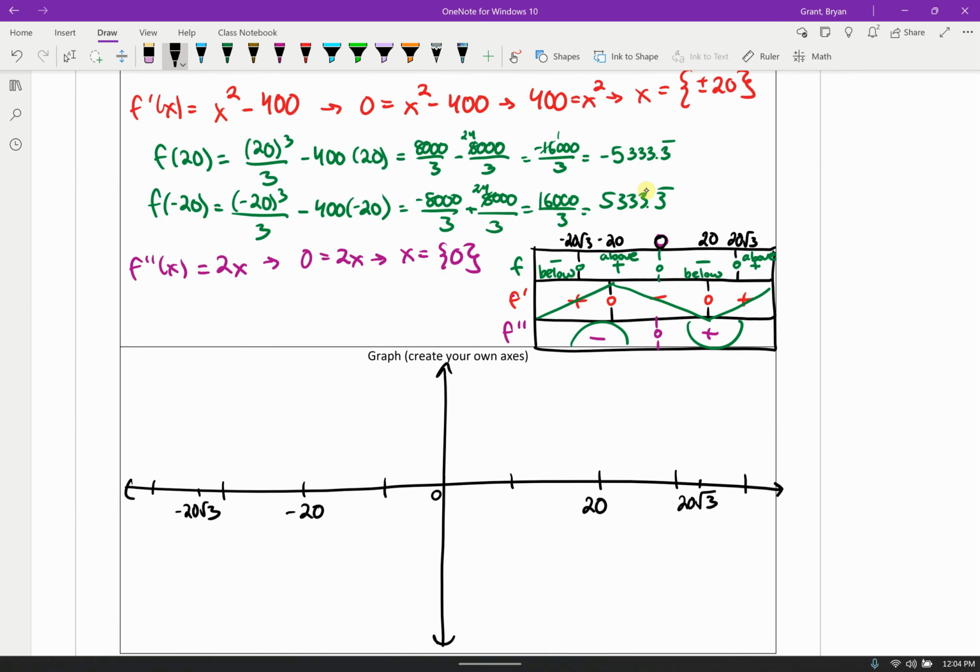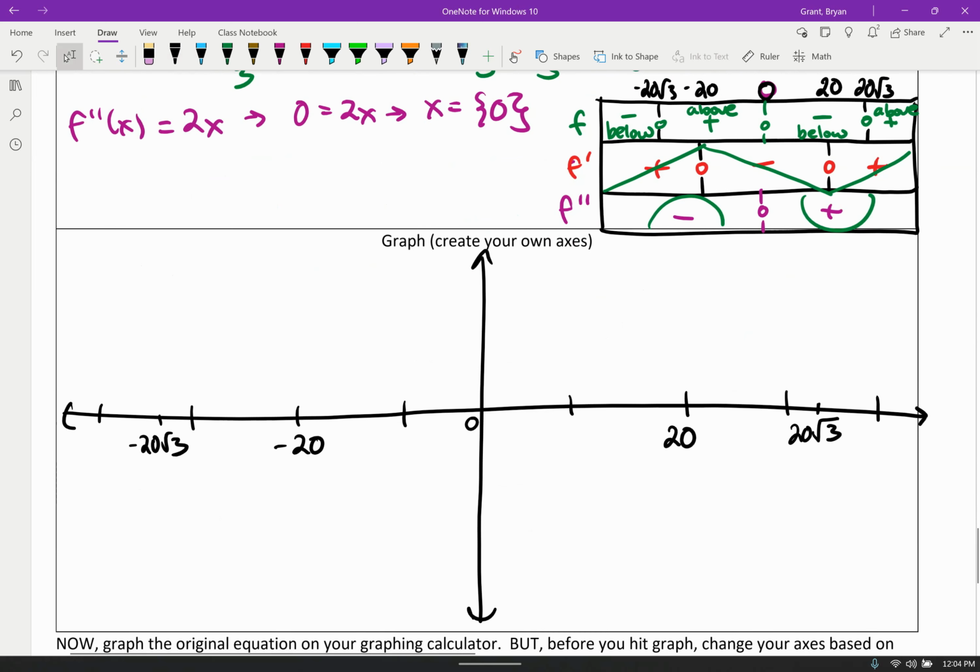Okay. And then we actually have some y values too, which is pretty nifty. Right now, our y-axis actually has to go up very far, doesn't it? These are in the 5,000s when I substituted these in. So I think we should probably go up by thousands, right? 1, 2, 3, 4, 5, 6. 1, 2, 3, 4, 5, 6. So here's negative 6,000. Here's positive 6,000.